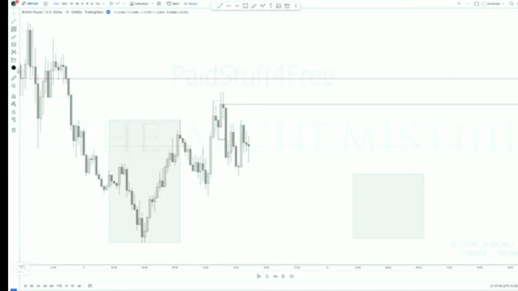So now, since London has already played out, this is what I'll be expecting. The next time we expect a mitigation into this high is when? New York kill zone or New York open. So London kill zone, London open, a manipulation of this, and then a manipulation of this during New York kill zone or New York open.